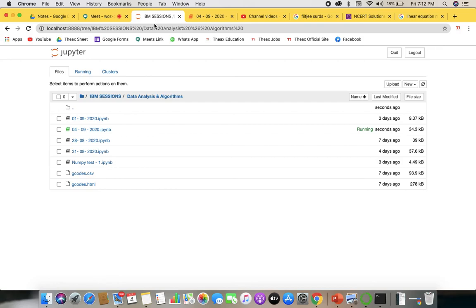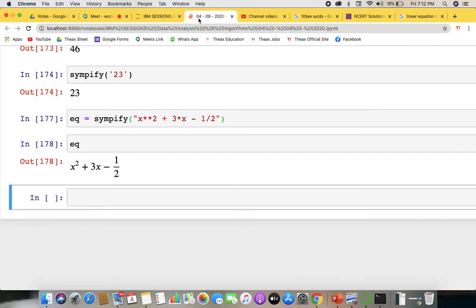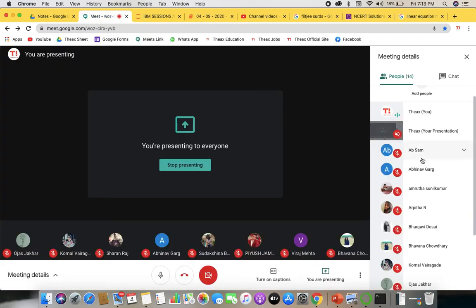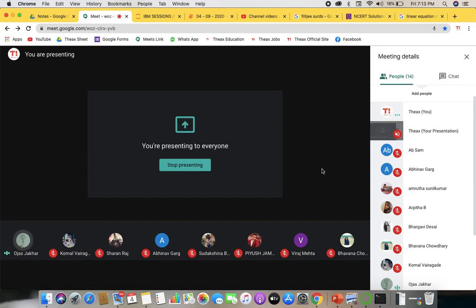Keep finding the value. Meanwhile, if I say that my x value is 5, what is going to be my answer? What should I write? If I define my x as 5, first 4, answer quickly. AB Sam, Amruta, Arpita, Bhargavi, and Bhavna. Answers. 39.5. And making it rational, how can we make that?